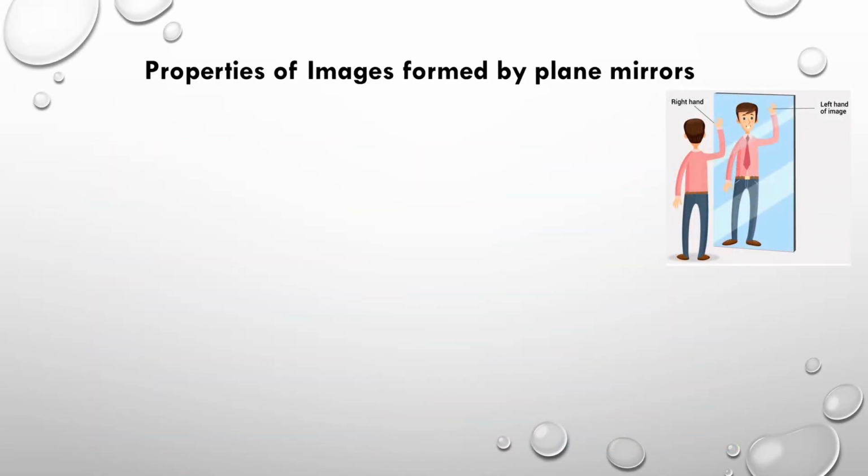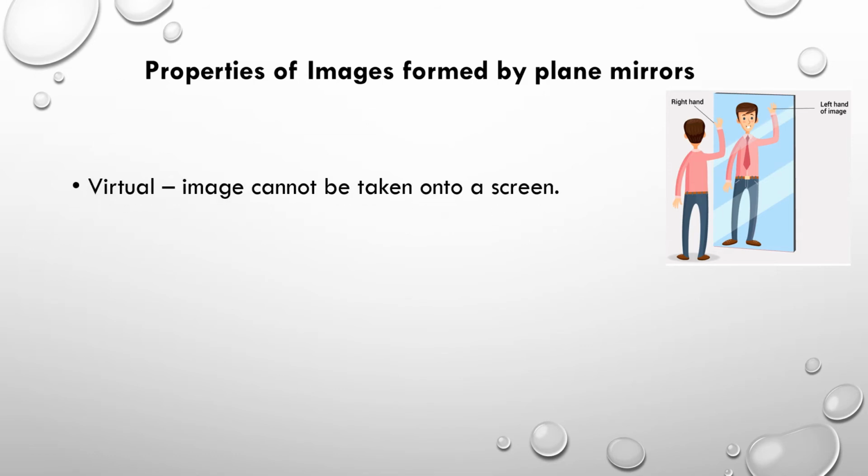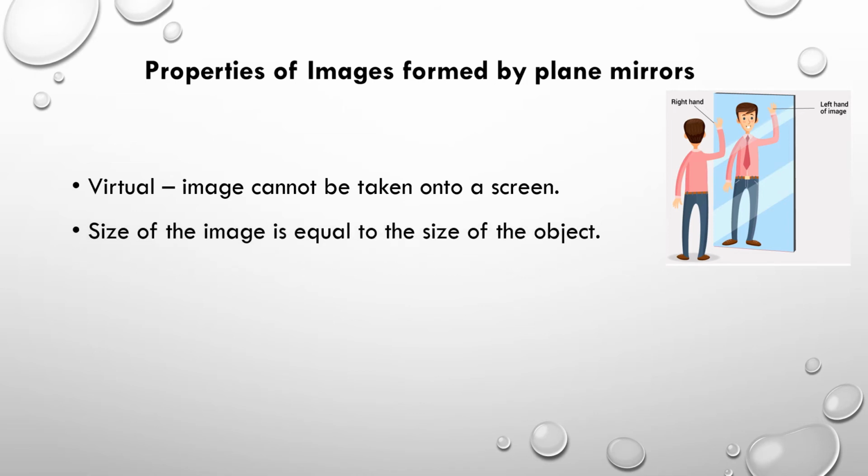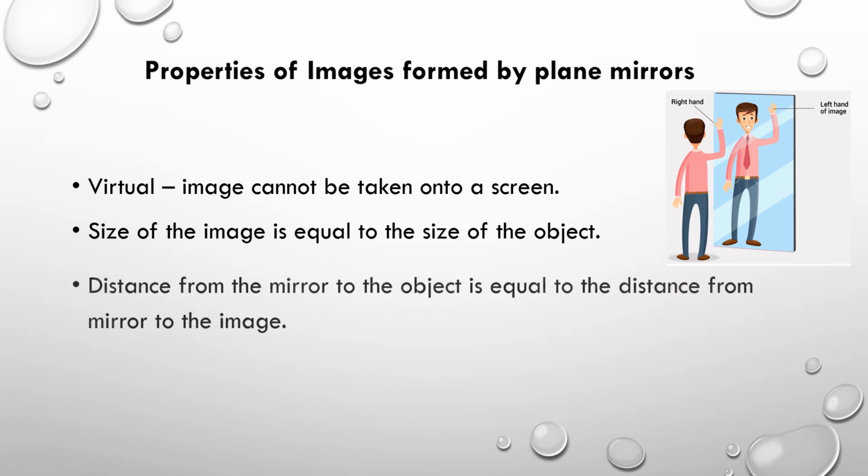So here I have listed the features of the image formed by the plane mirror. So it is a virtual image. Virtual means that the image cannot be taken onto a screen. So you cannot touch the image or take it onto a screen when the image is formed by a plane mirror. And also the size of the image is equal to the size of the object.